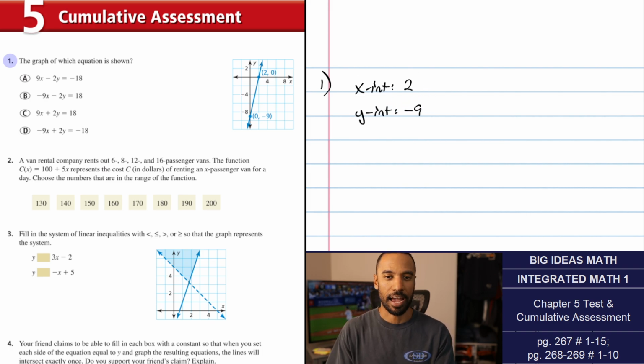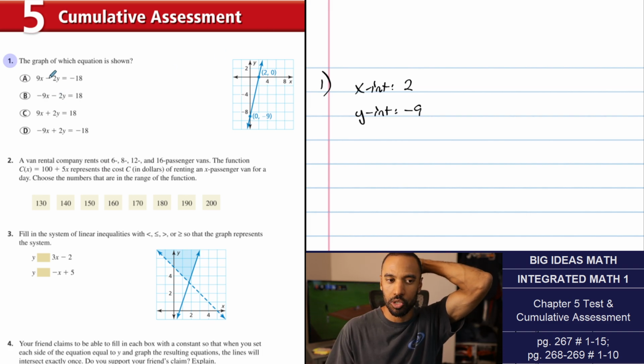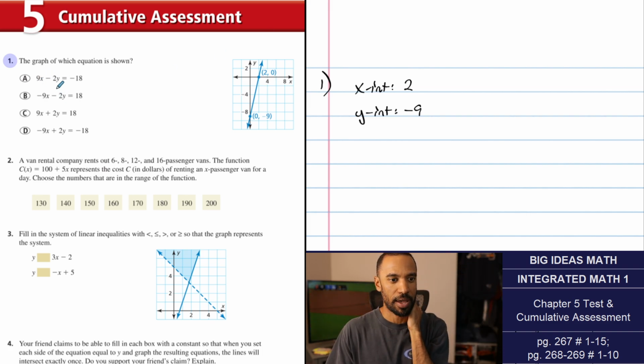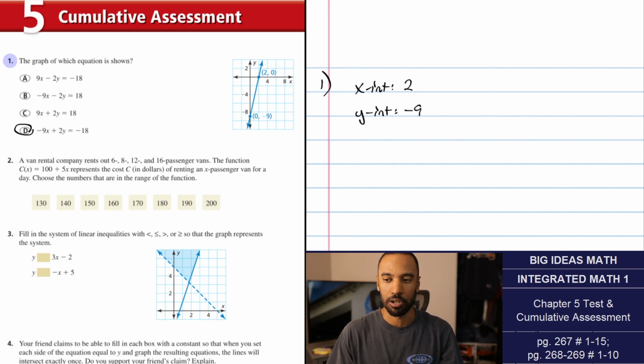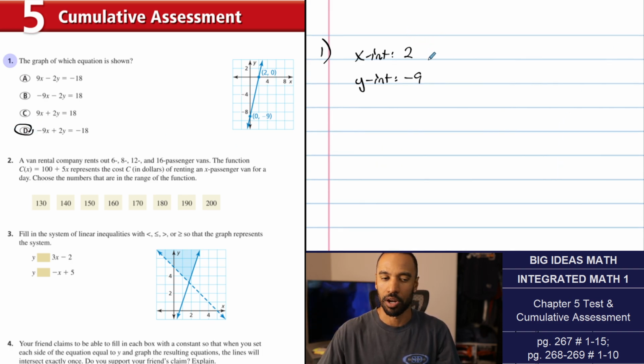Now, instead of actually rewriting these in slope-intercept form, just divide this by 9 and you get negative 2. No. Divide this by negative 9, you get negative 2. No. Divide this by 9, you get 2. Yes. Divide this by 2, you get positive 9. No. By negative 9, you get 2. Divide by 2, you get negative 9. Yes. So it's going to be D, and I'll show you that work. I just didn't want to do it on all 4 of them.